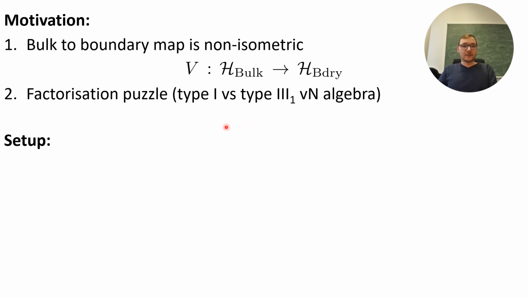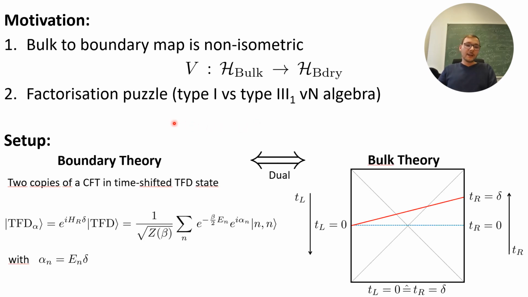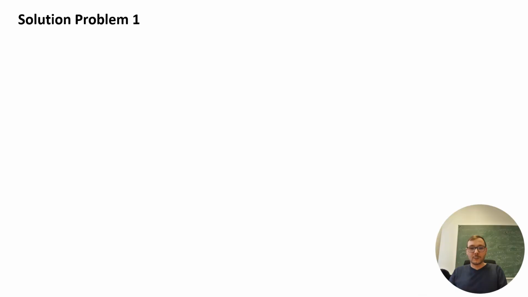And we consider these two puzzles in the following setup, where we consider on the boundary side two CFTs in the so-called time-shifted TFD states, which you simply obtain by time-evolving your ordinary TFD states, and then consequently you get these additional alpha phases here in the state, and they are dual to a two-sided eternal black hole with an identification between left and right boundary times along this red Cauchy slice here. And you can interpret either of these states as a microstate of this two-sided black hole.